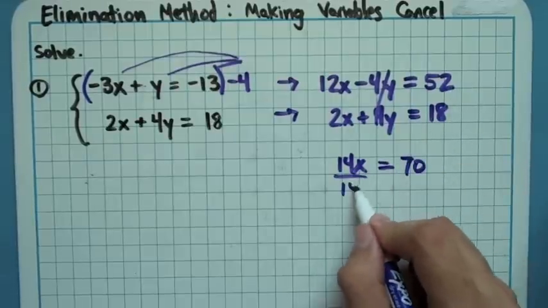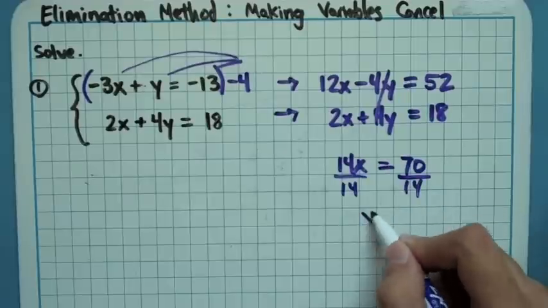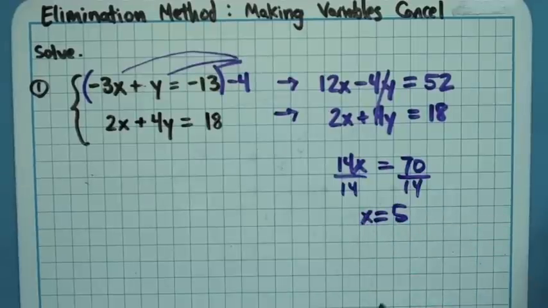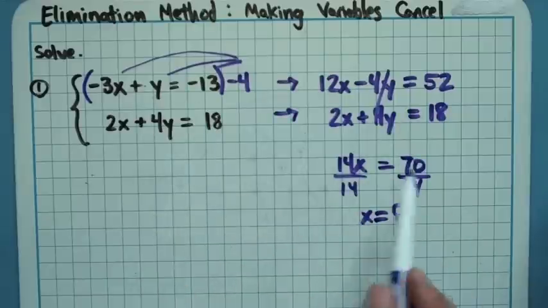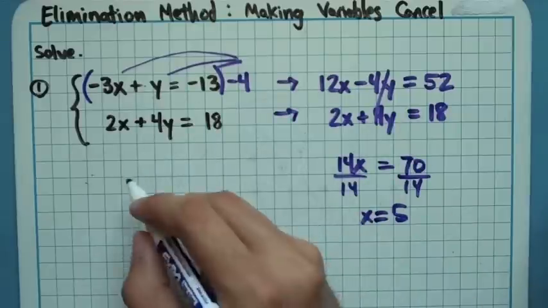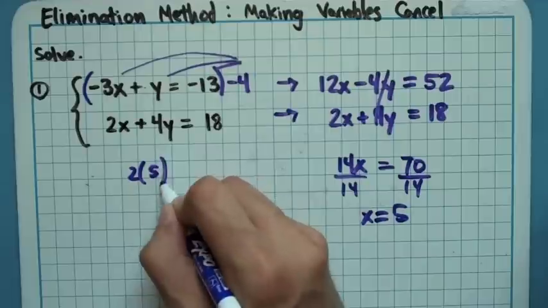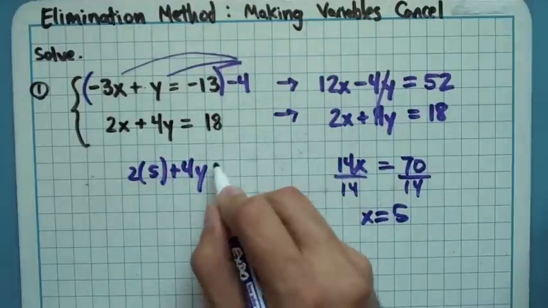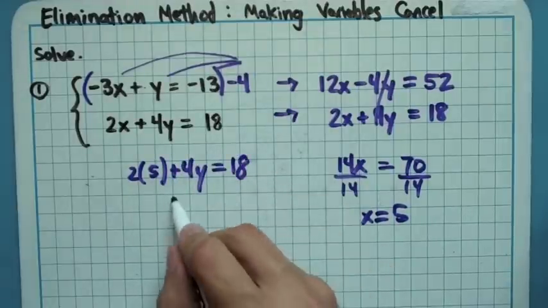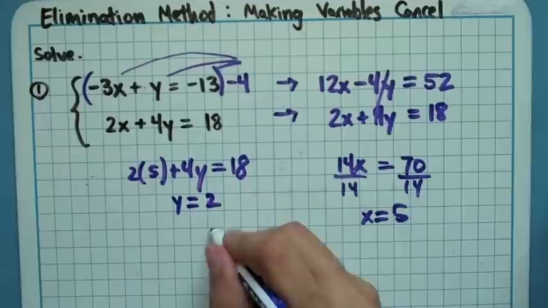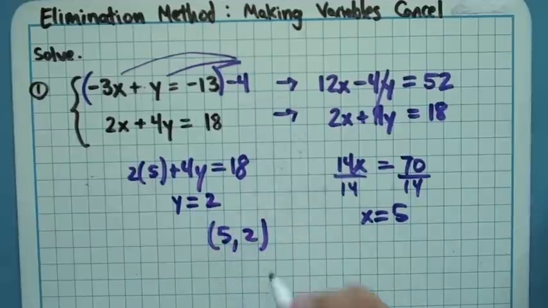So divide both sides by 14, and we get x equals 5, and then it's just like the other problems. You're just going to plug that in somewhere, either black or purple. I guess I'll plug it in right here. So I get 2 times 5 plus 4y equals 18. And if you solve that, you get y equals 2. So my answer is 5, 2.